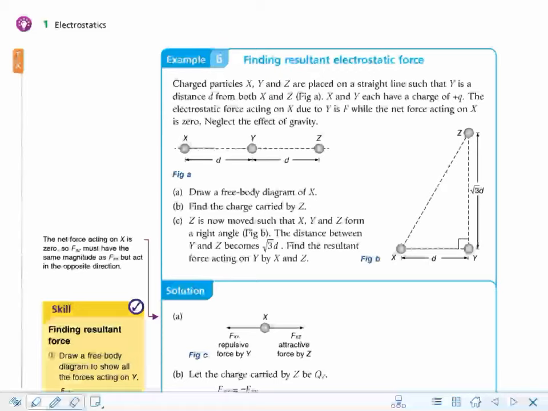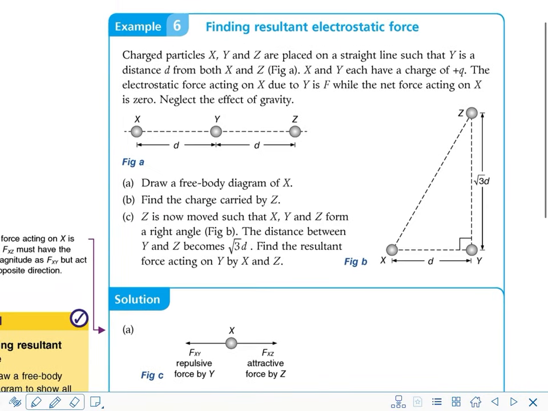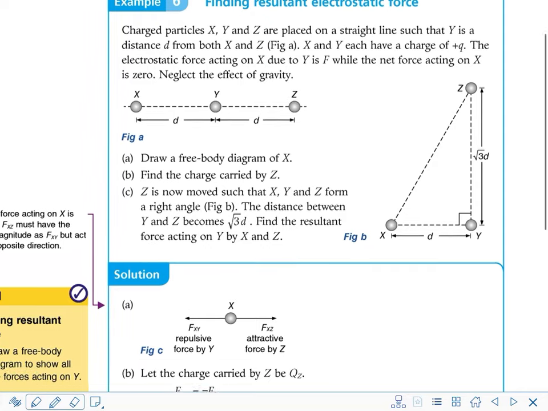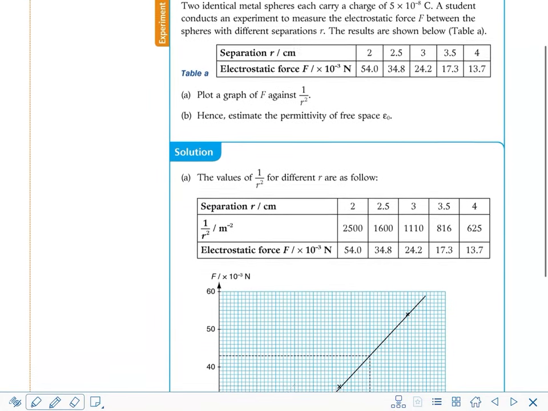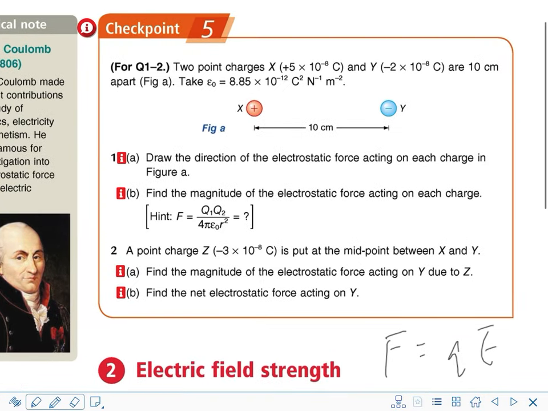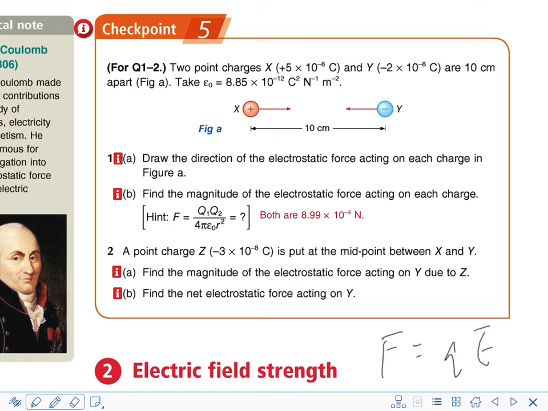Okay, so very easy. After finding the force, we may need to find out the components of force if there are two charges. Okay, say example 6, you see. We should find out the resultant force if there are 2 or 3 or some more charges in the system. Okay, we will not go through it here. Checkpoint 5. Answer.